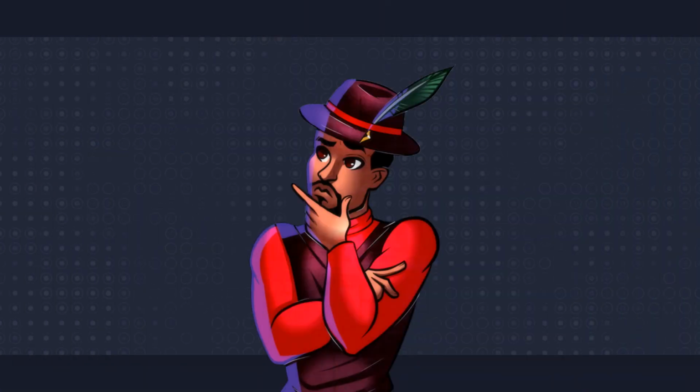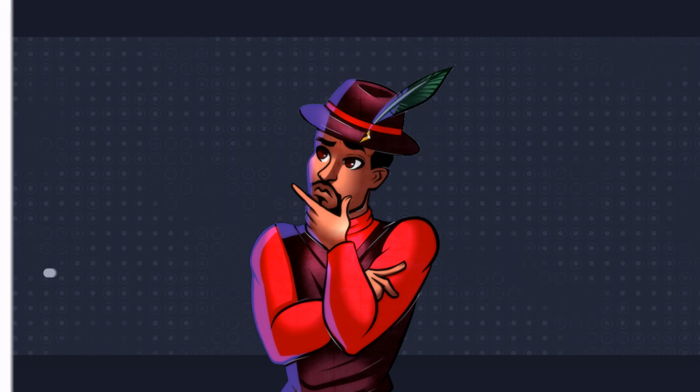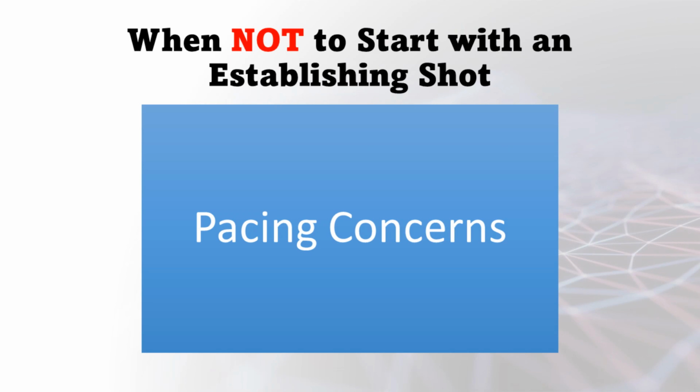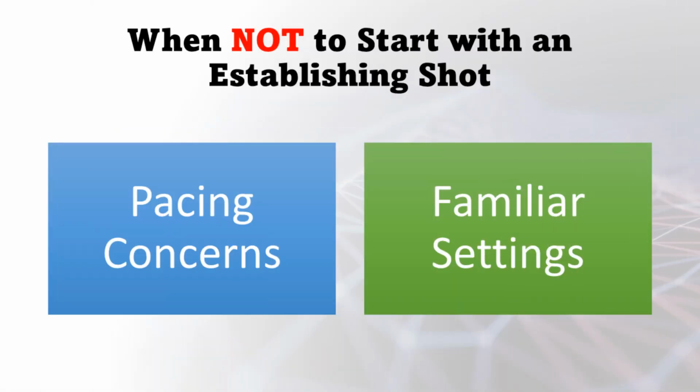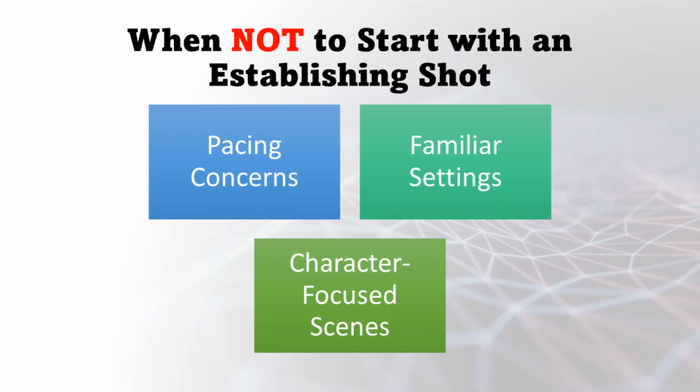That all said, there are many cases when you should not mess around with this. 1. If it would cause pacing issues. If your story's pacing is brisk and you're in the midst of action, pausing for an establishing shot might disrupt the momentum. 2. In familiar settings. If the setting is a well-known location or similar to ones you've already explored in depth, an establishing shot might be redundant. 3. In character-focused scenes.